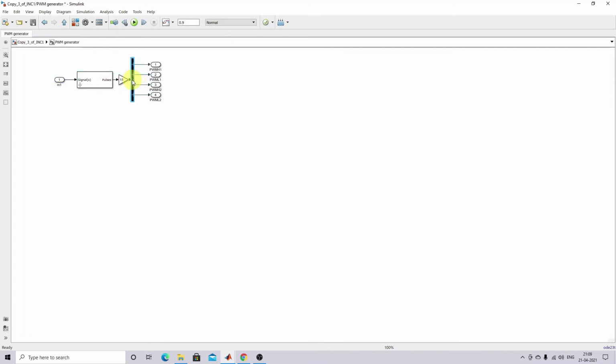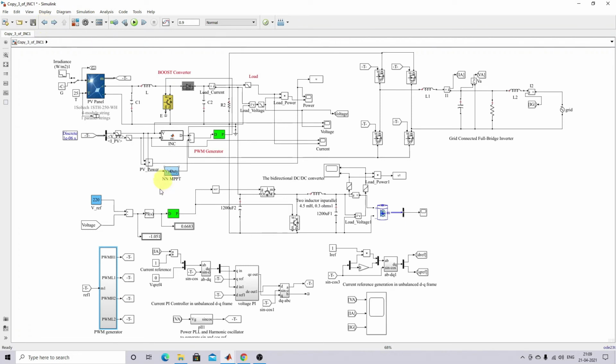The pulse is going to be given to the inverter MOSFET. So here we are generating 4 pulses based upon this control voltage. This is going to be given to this inverter MOSFET, so it is going to control the current flow in the system. So this is the overall circuit of the system.